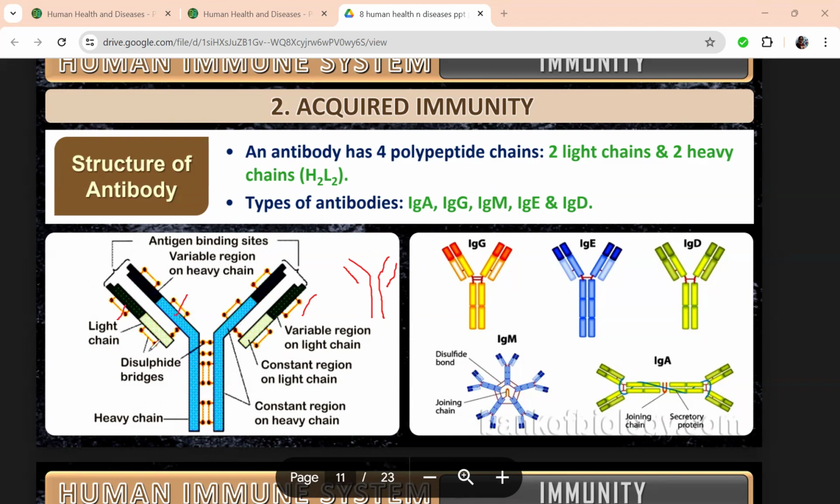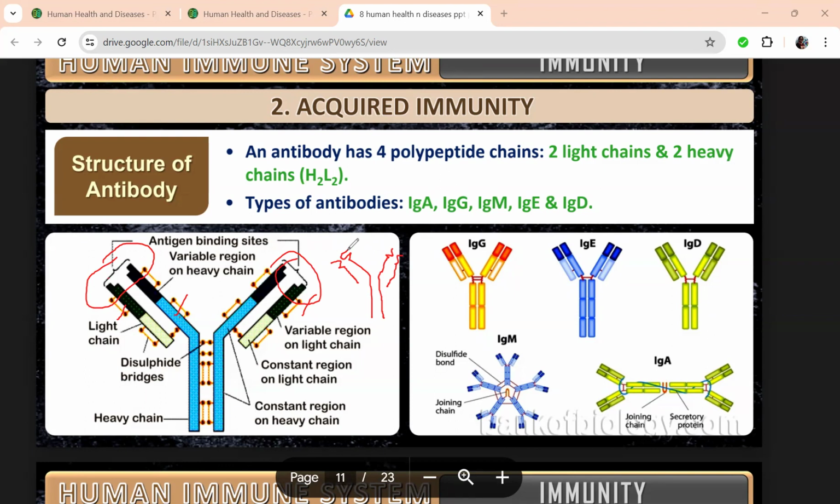The heavy chains and the light chains are connected with disulfide bridges. And towards the end, these areas are the antigen binding sites. If I have to draw an antigen binding site, I can draw it this way so that it shows variability, but it should complement the antigen. So that is the antigen variable site.